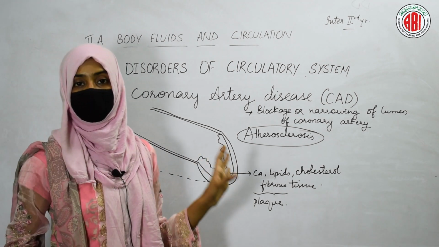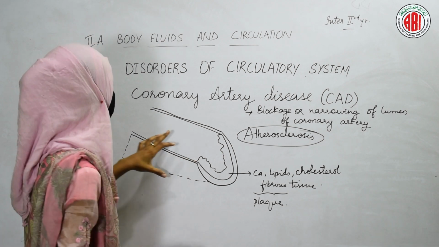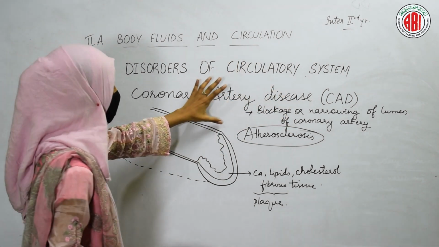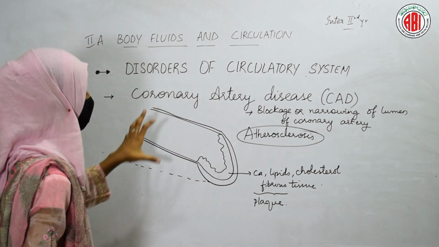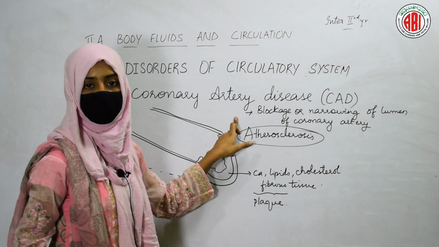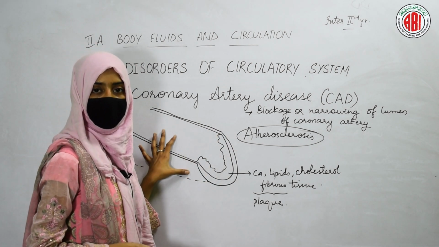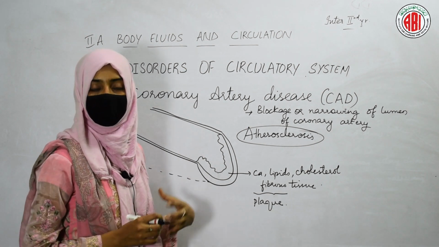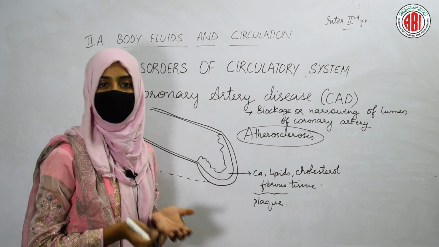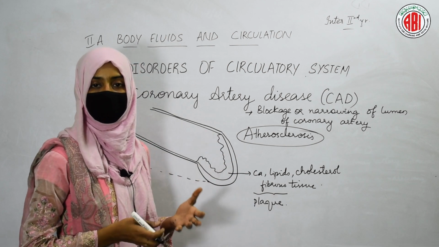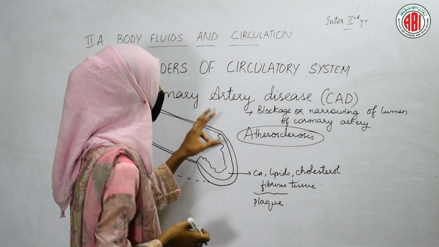If blockage or narrowing of the lumen of this coronary artery takes place, then it leads to CAD. CAD is a disease which is also named atherosclerosis. So this can happen due to the blockage of the lumen which is present in our coronary artery. If it gets blocked or narrow, then the blood cannot flow freely in the coronary artery. The blood cannot be received by this artery, and this leads to a disorder called CAD.